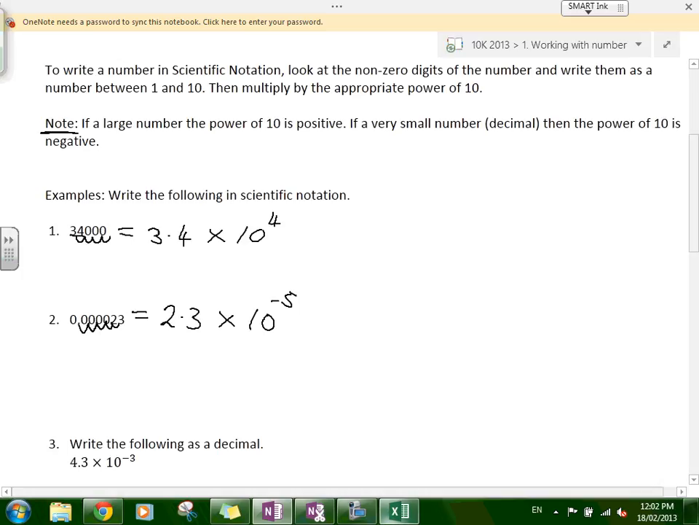Convert it in. You pick the non-zero digits, make it into a decimal between 1 and 10, multiply by the appropriate power of 10. Okay? Any questions?